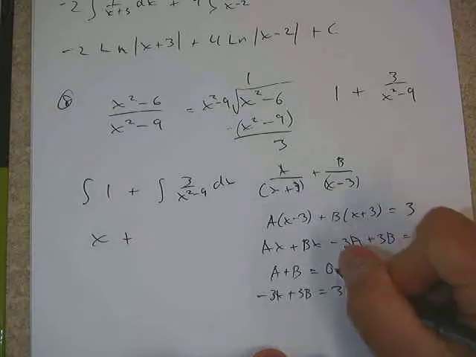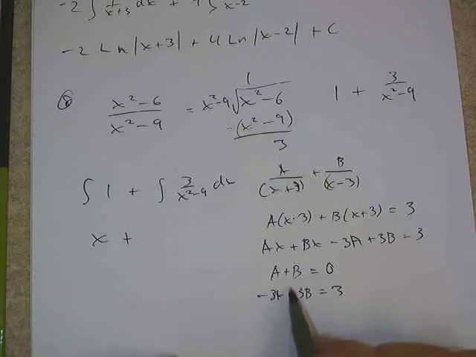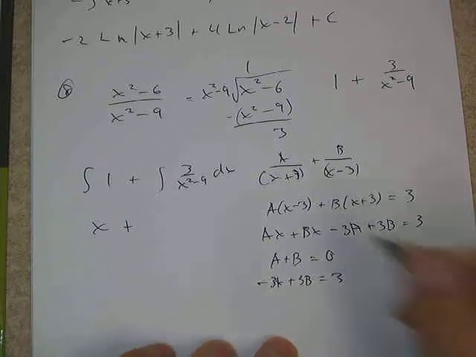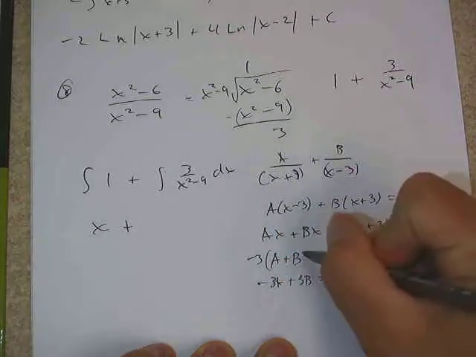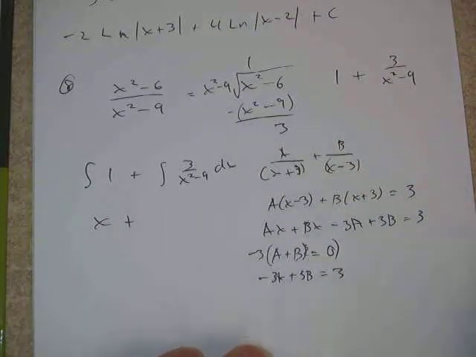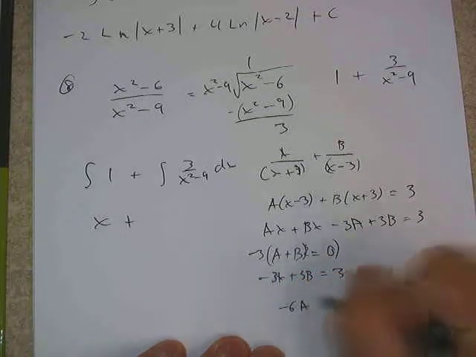And if we factor out x, a plus b is going to be equal to, and then negative 3a plus 3b is going to be equal to. Now here's the different part about this being nonlinear. There is no x term over here, so that means the x term's coefficient has to equal 0. There is a constant term, and so that equals 3.